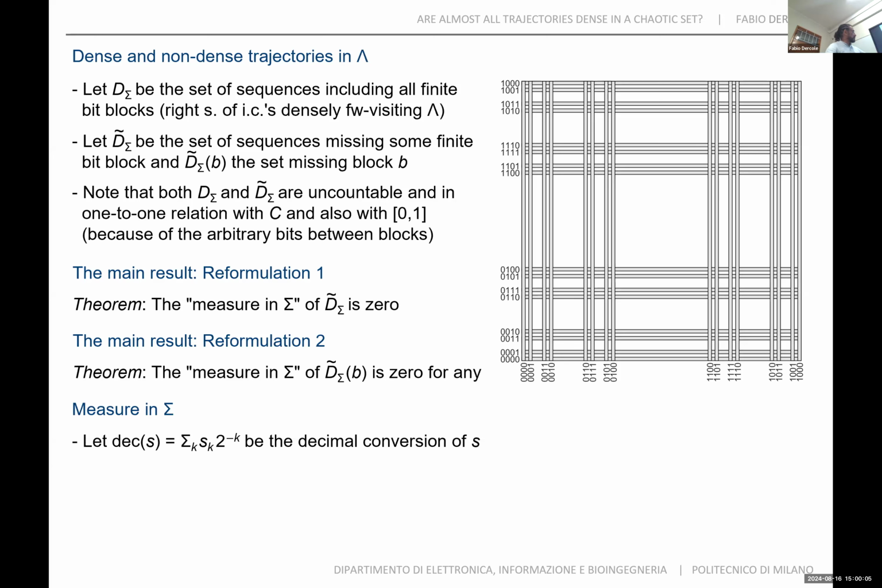And then for the measure of a subset of sigma, for each sequence in the subset, we take the corresponding real and we measure the set of reals in the segment [0, 1]. So for any subset of sigma, that means for any set of sequences, the measure of the set in sigma is the measure in [0, 1] of all the decimal conversions that we get from the sequences in the set. And it is a measure because there is a one-to-one correspondence between the sequences and their decimal conversion. So we can look at the sequences in sigma, or we can look at the decimal conversions, which are intervals.